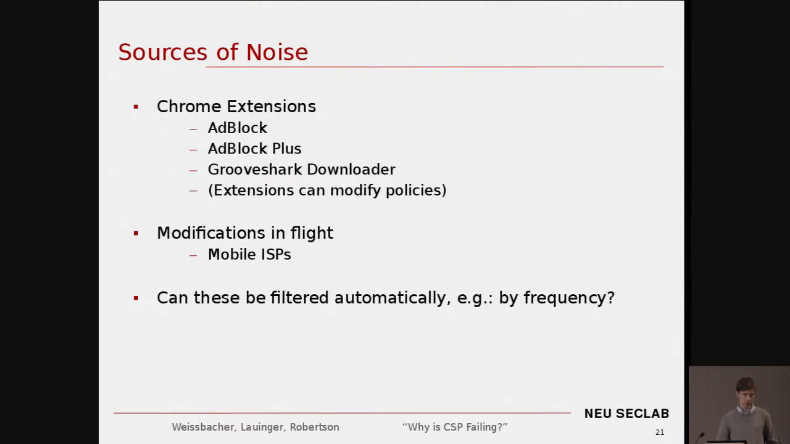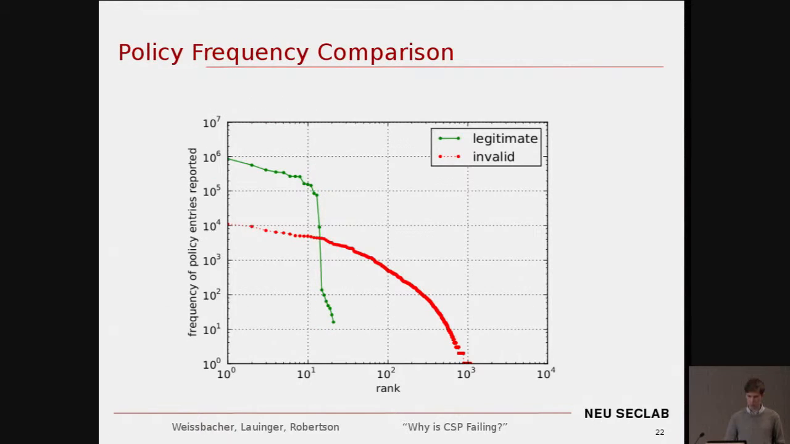Because we had these legitimate and illegitimate violations, and we went through some manual labeling to separate these. But the question was, of course, can we build a tool to do this? Do we have to do this by hand, or can we just sort this?